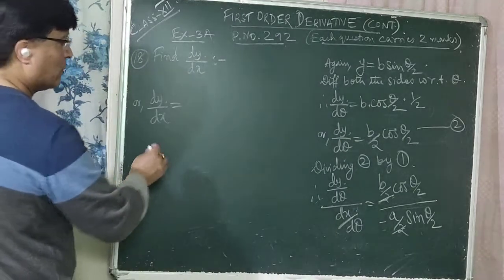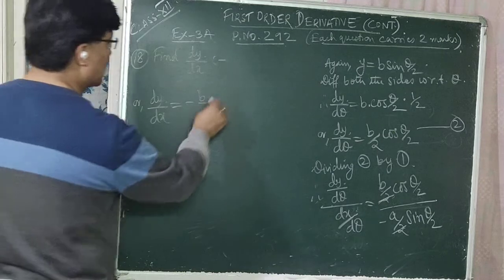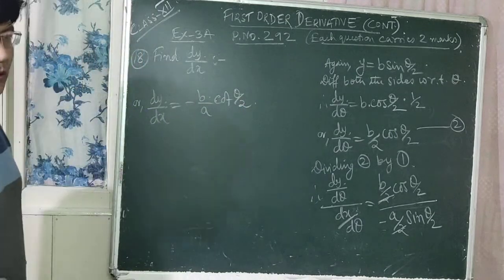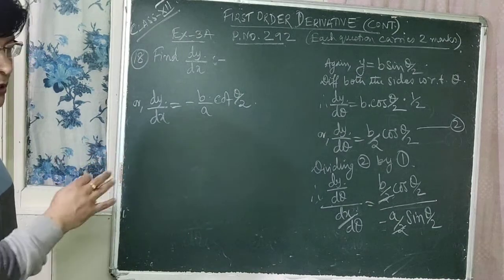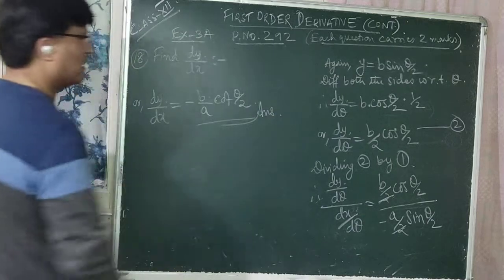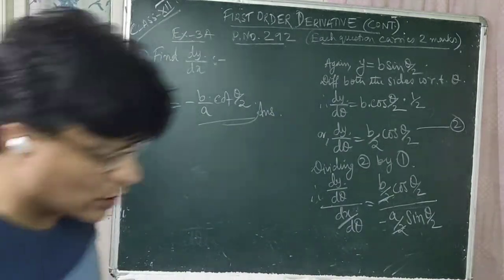So what do we get? What is dy by dx? Minus b by a into, what is cos by sin? It is cot theta by 2. So this is the final answer. Understood? So you can copy it. We'll do the next question now.